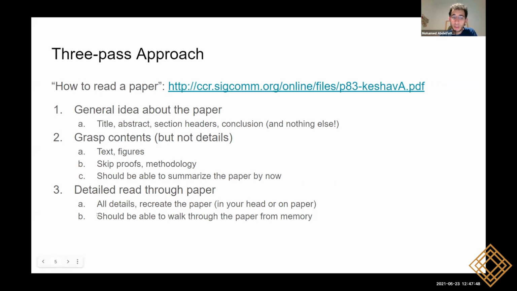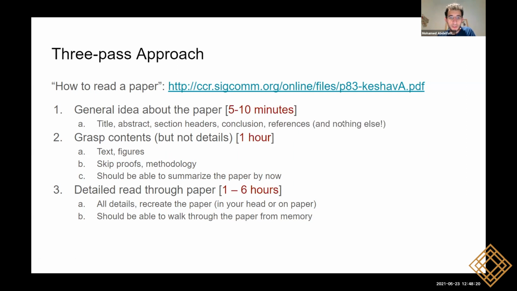So at that point, once you're done with stage 3, you should be able to recreate that paper. Short of running the experiments, maybe someone just gives you the results, but you should be able to rederive all the proofs. You should be able to rewrite the whole paper, at least in your head. You don't have to actually physically write it. And you should be able to walk through the paper from memory as well. So that's basically when you focus on every part of the text, you read it through again, and you go through all of the stuff you skipped in step 2.